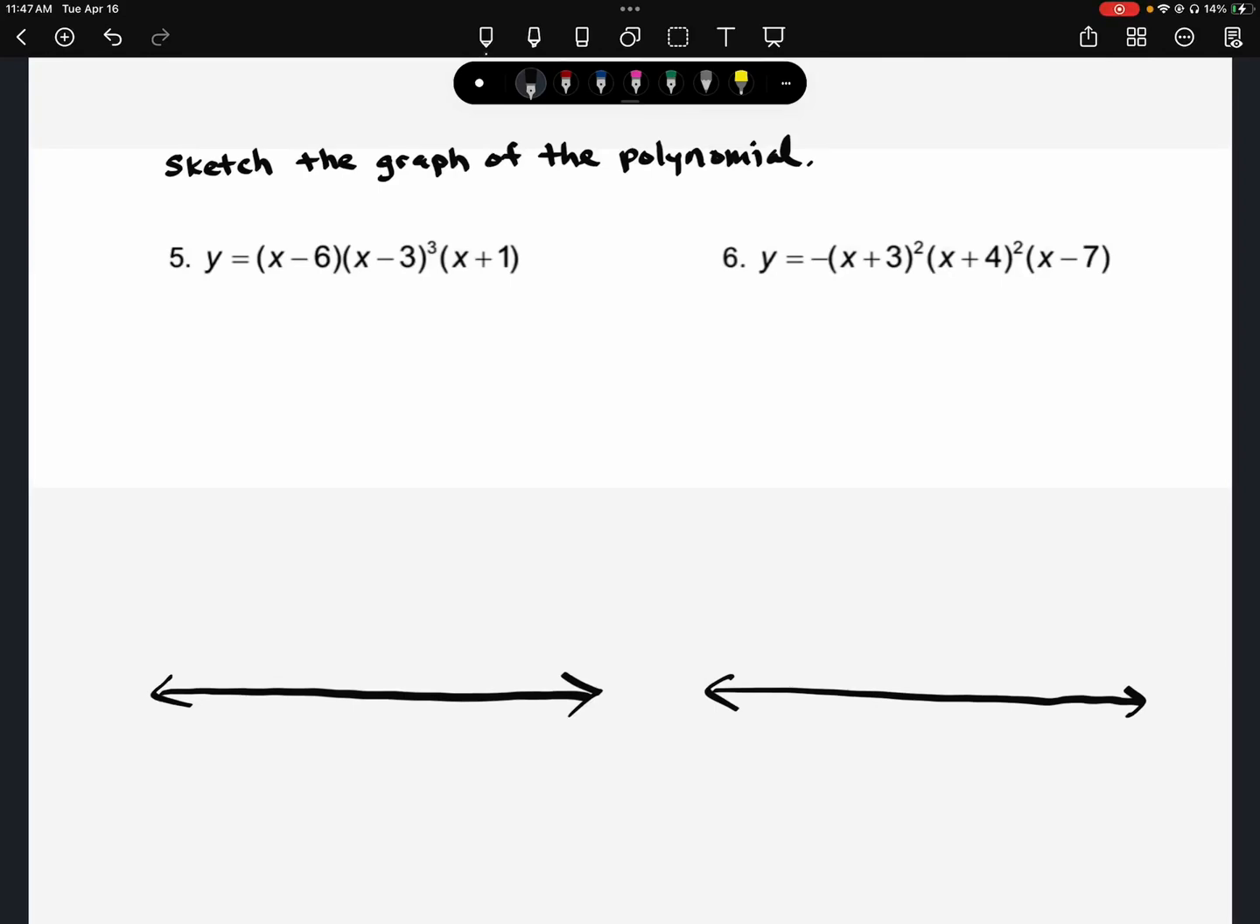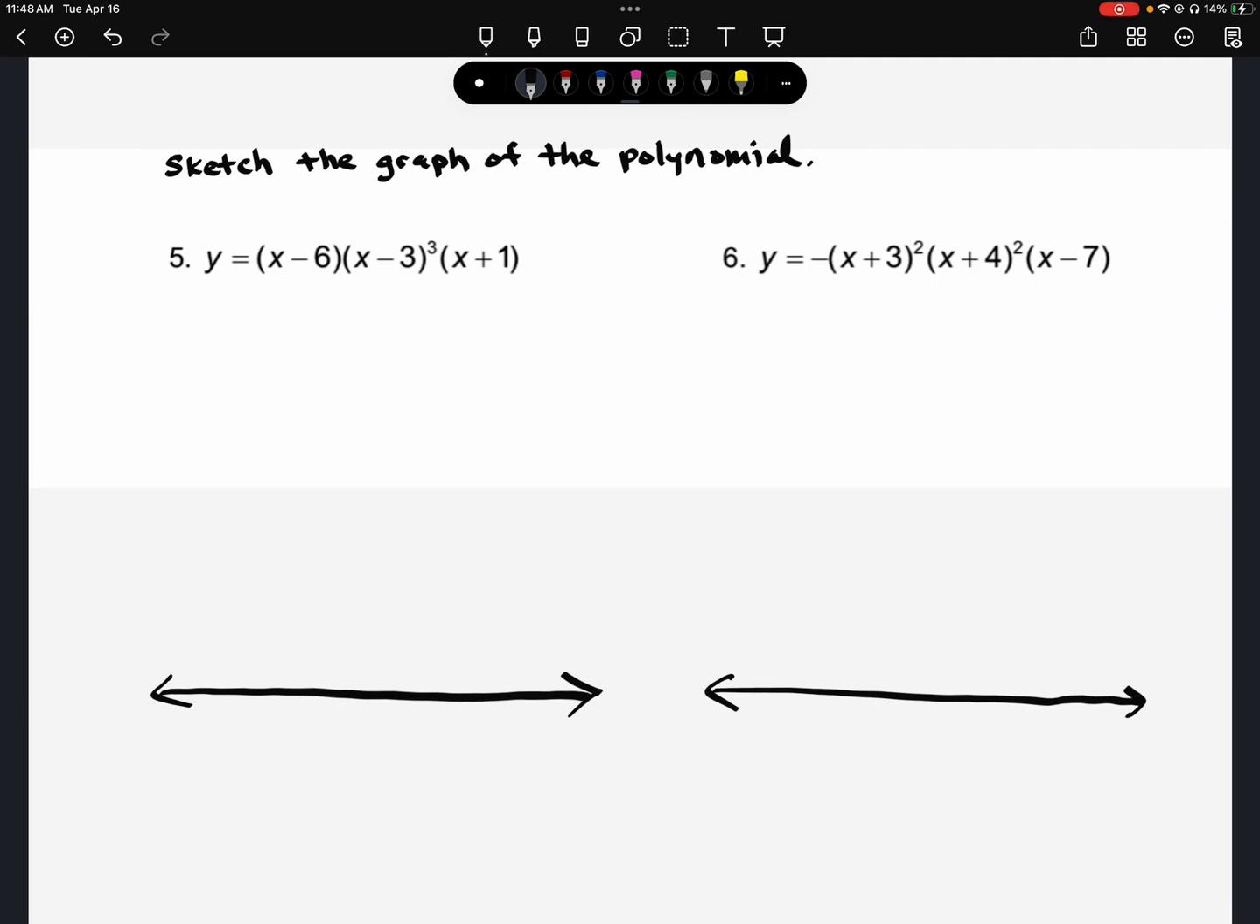This video will go over number 5 and number 6 from the Chapter 8, Section 1 practice. Number 5, y equals x minus 6 times x minus 3 cubed times x plus 1. We're going to do the same thing we did with 3 and 4.